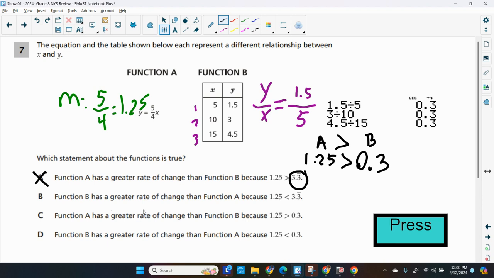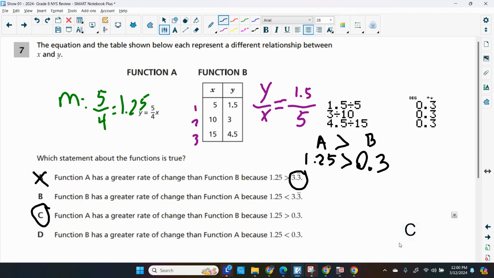So function B is greater. Nope, that's no good. Function A is greater. That's the one we're looking for. Then function B, because 1.25 is greater than 0.3. So our answer would be choice C. So go with C. Little work, but that's okay.